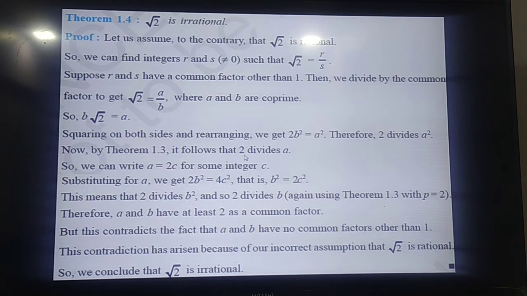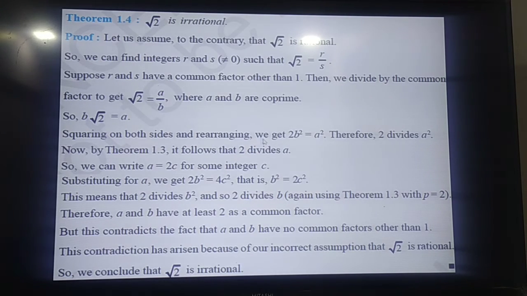So a is a multiple of 2, so we can write a equal to 2c. We put it in this case, that is a square equal to 2b square. Here a square we have replaced by 2c whole square, which becomes 4c square, that is equal to this 2b square. After dividing it by 2, it becomes b square equal to 2c square. B square equal to 2c square means that 2 divides b square, or 2 divides b, means b has got factor 2.